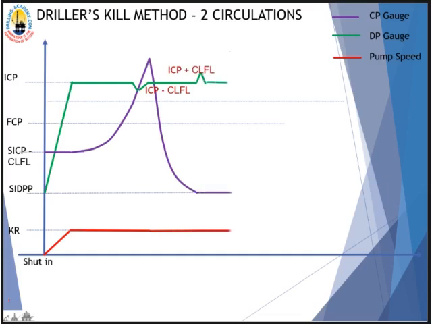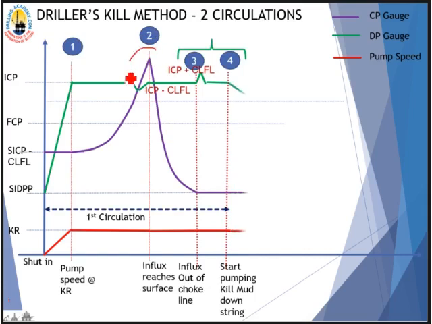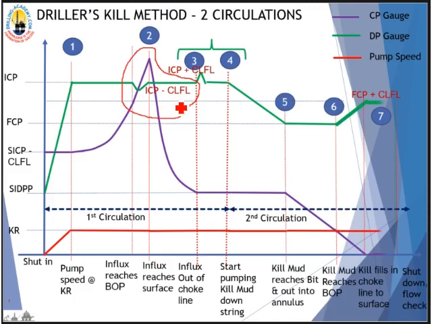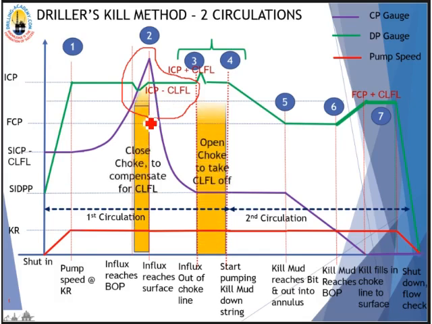First is when gas hits the choke line, this part here, we expect to see the drill pipe pressure gauge drop by a maximum of the amount of choke line friction loss, because the choke line is displaced by gas, by influx. Therefore we need to close the choke to compensate for the loss of choke line friction loss.